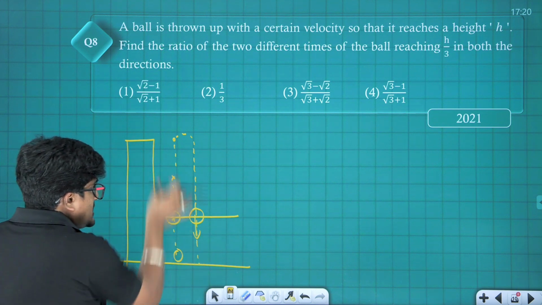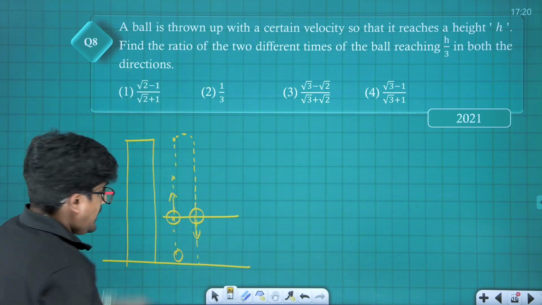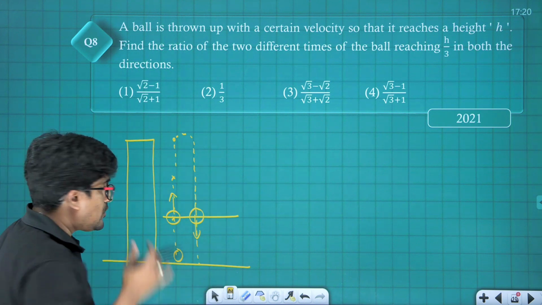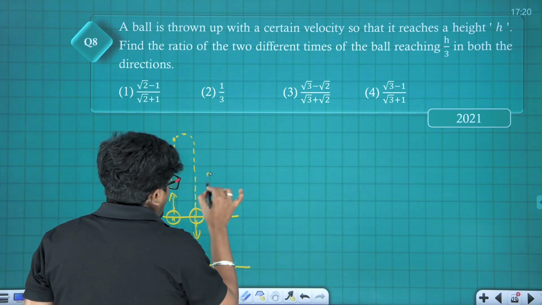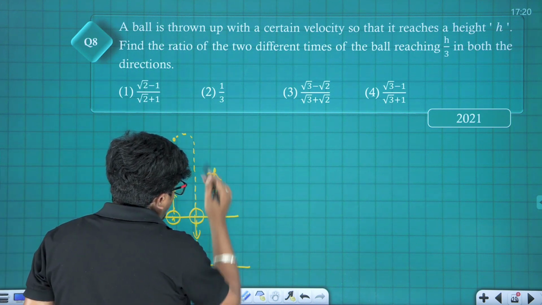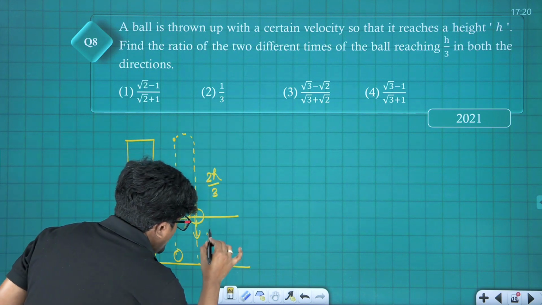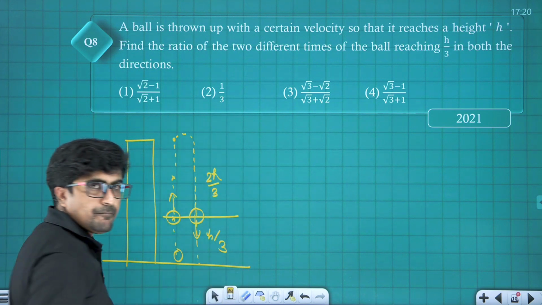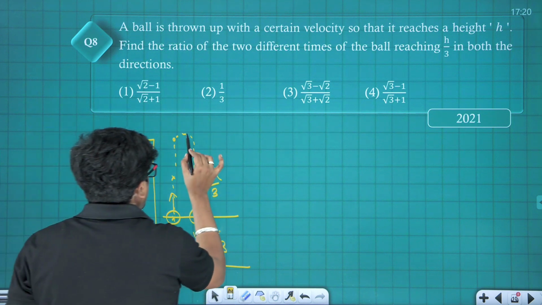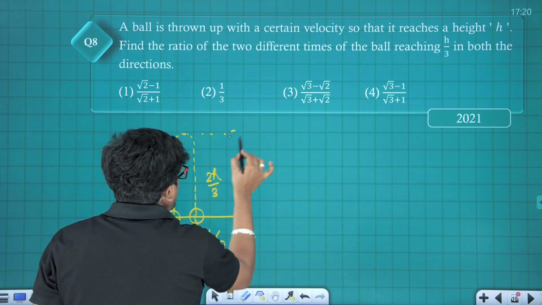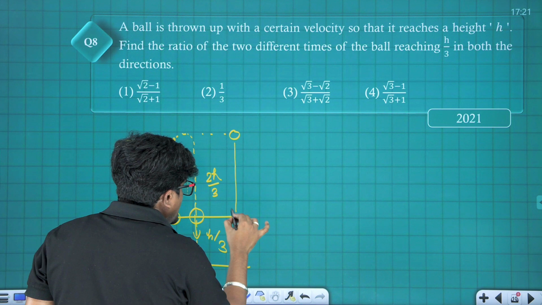So here this is the case when it is going up and here this is the case once it is coming down. So definitely this height is 2h by 3 while coming down. This height is 2h by 3 and here this is h by 3. Okay. Now, let me first calculate what is the time taken by this body to travel from the top to the bottom.